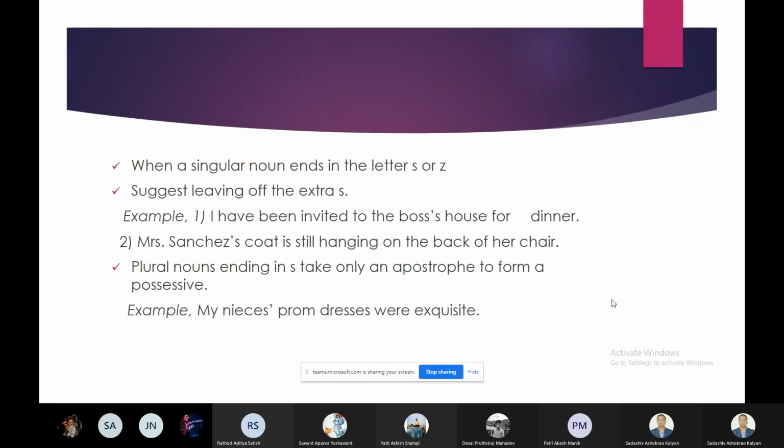Tangpar's coat is still hanging on the back of her chair.